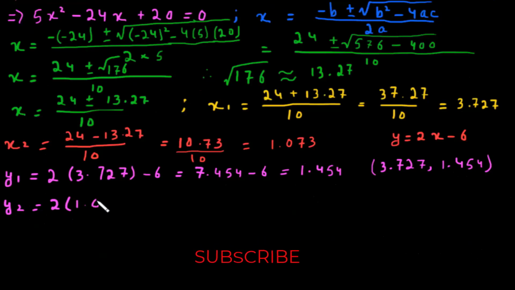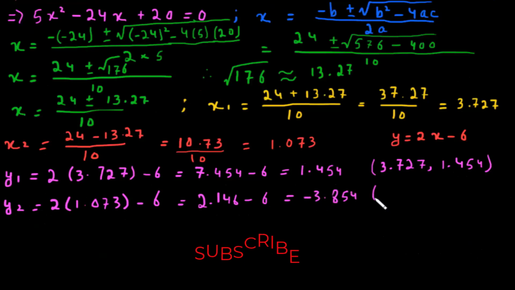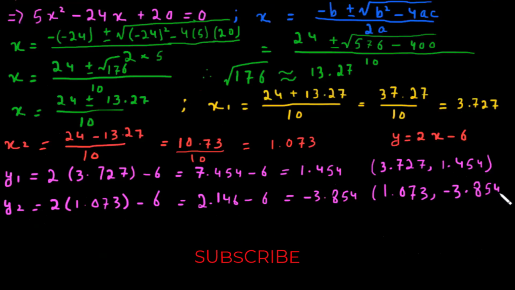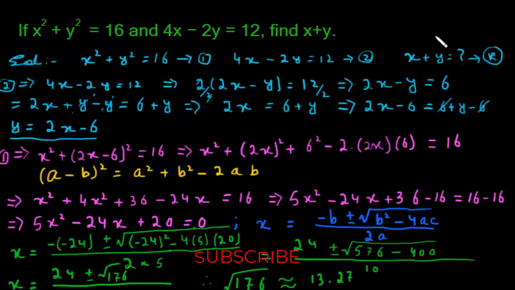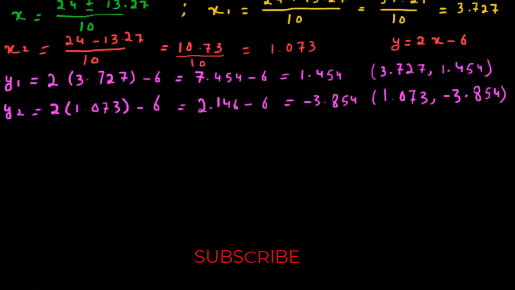Now let me find y sub 2 using the same equation, but this time the x sub 2 value is 1.073. So 2 times 1.073 minus 6, and when this is multiplied, 2 times 1.073, I will get 2.146 minus 6, which is minus 3.854. So when x has a value of 1.073, y has a value of minus 3.854.